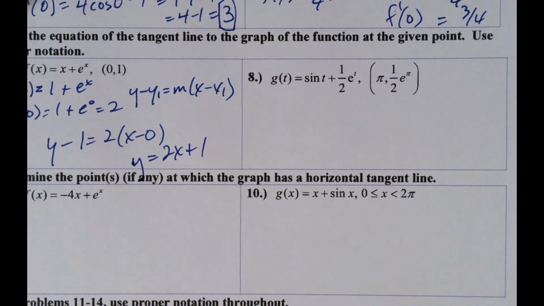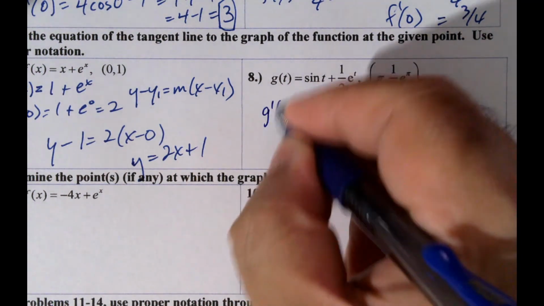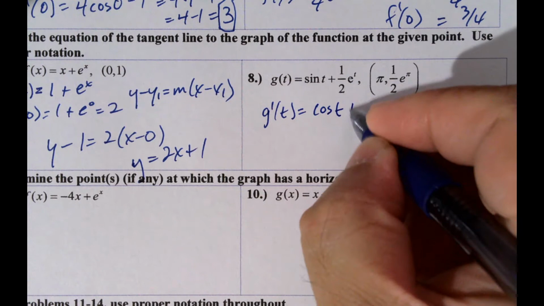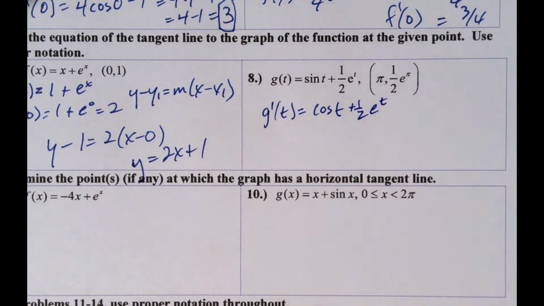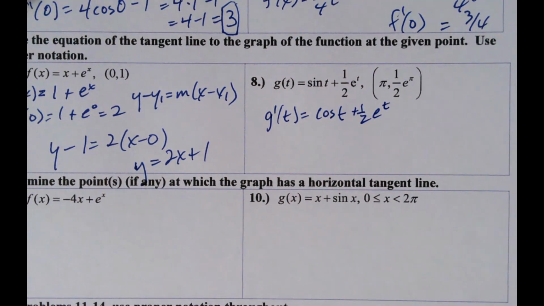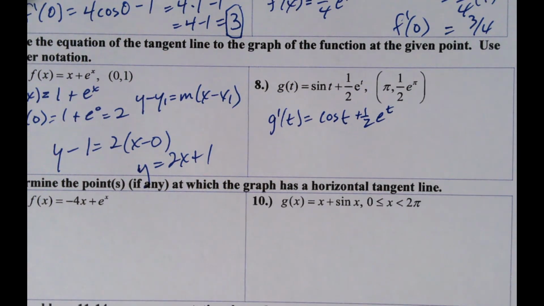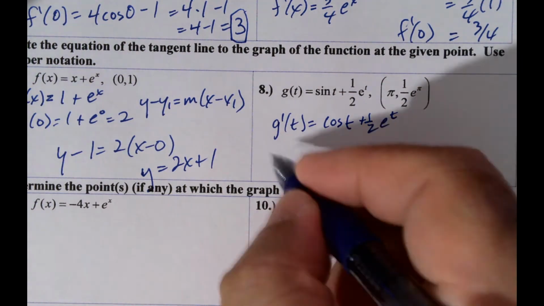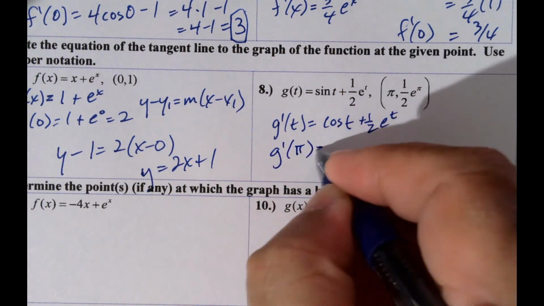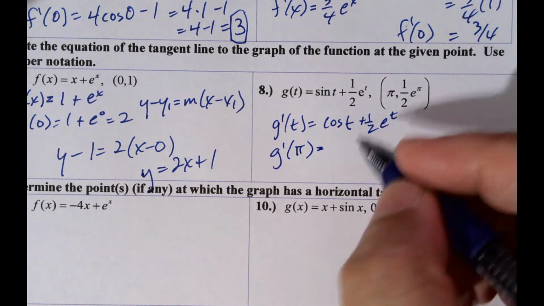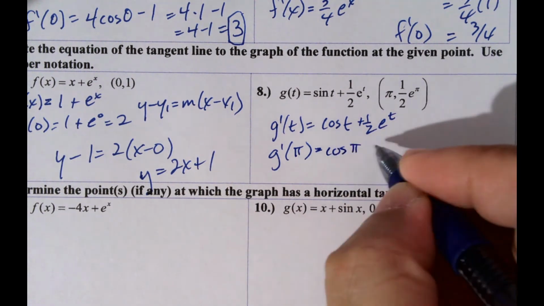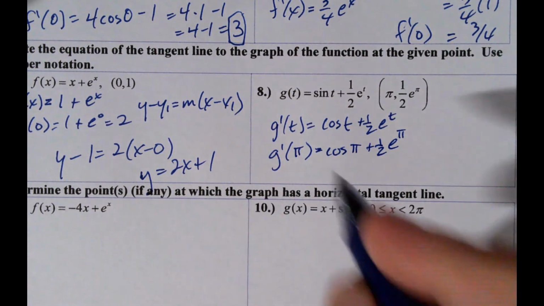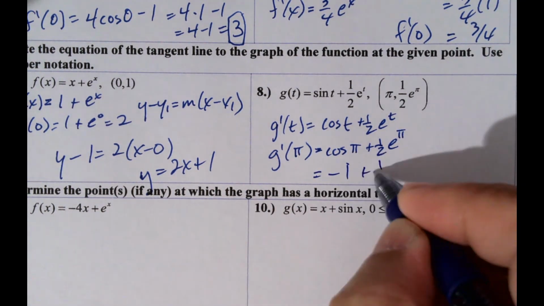All right, let's take the derivative here. g prime of t equals, derivative of sine is cosine. Derivative of half e to the t is just half e to the t. I'm probably saying it wrong. All right, plug in the pi. Oh, crack. All right, so plug in the pi. g prime of pi. Cosine of pi, plus half e to the pi. Well, cosine of pi is -1, so it's -1 plus 1/2 e to the pi.